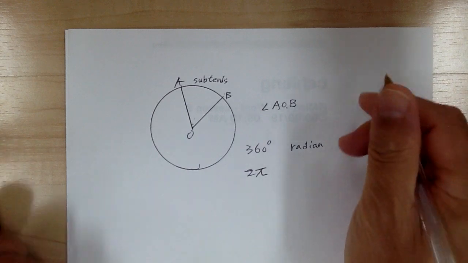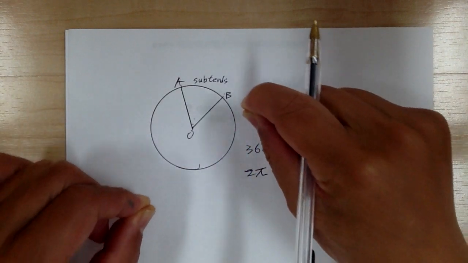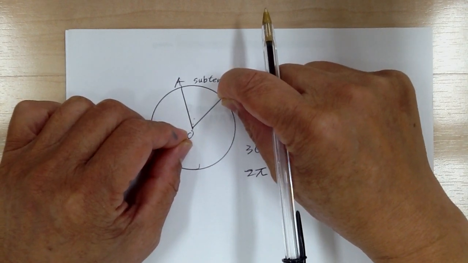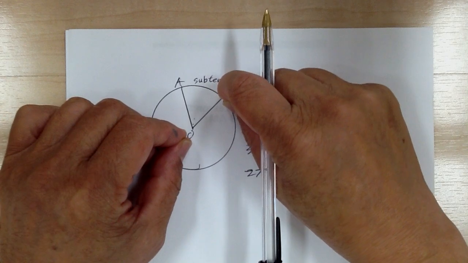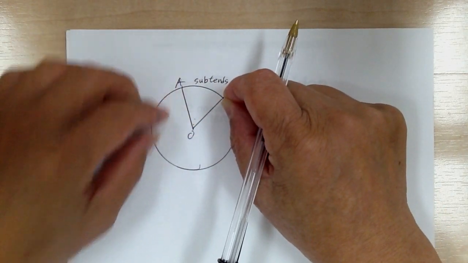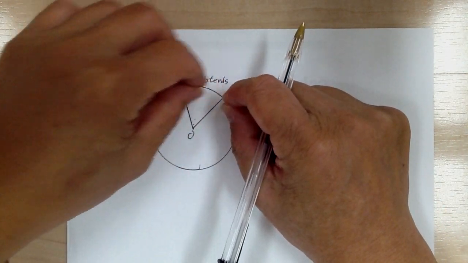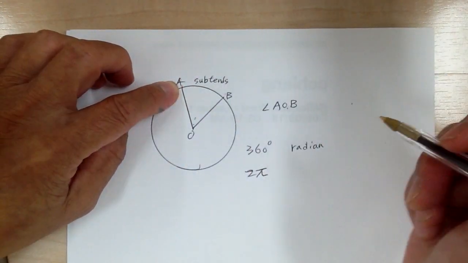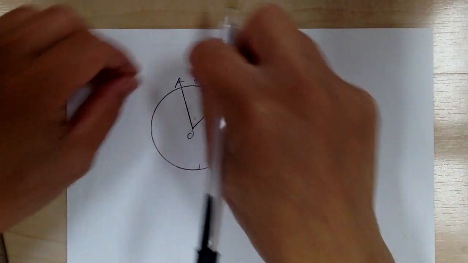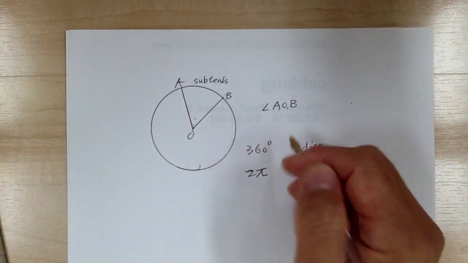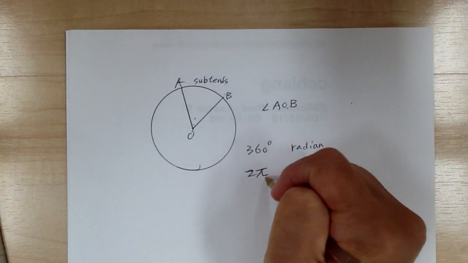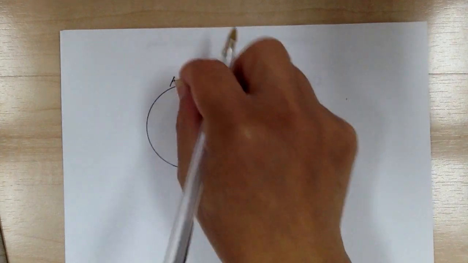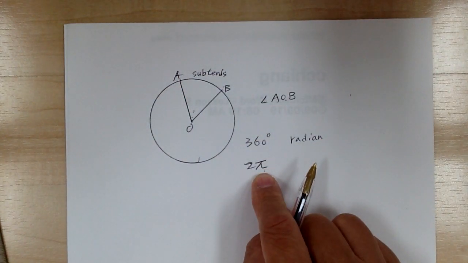The definition of a radian: you get a piece of string and mark off the length of the radius. Then you wrap that radius length around the circle, and the angle you get is 1 radian. You keep going around the circle, so one circle is 2 pi radians. Going around the circumference gives you 2 pi radians.